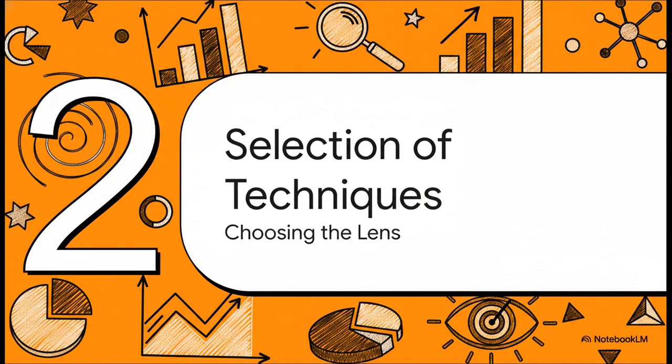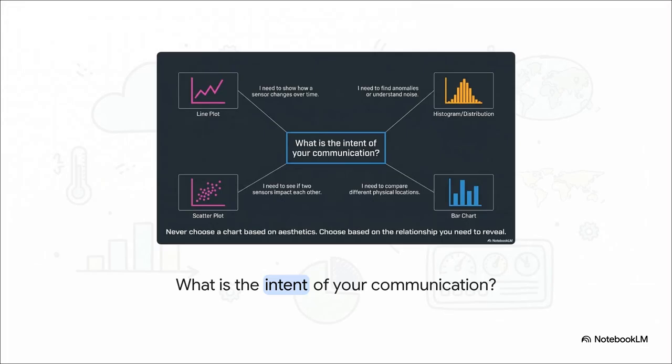All right, moving right along to Step 2, selection of techniques. So now that we understand our data mathematically, how do we actually choose the right visual lens? Here is the absolute golden rule you need to remember. Never, ever choose a chart just because it looks cool. Choose it based on the specific data relationship you need to reveal.